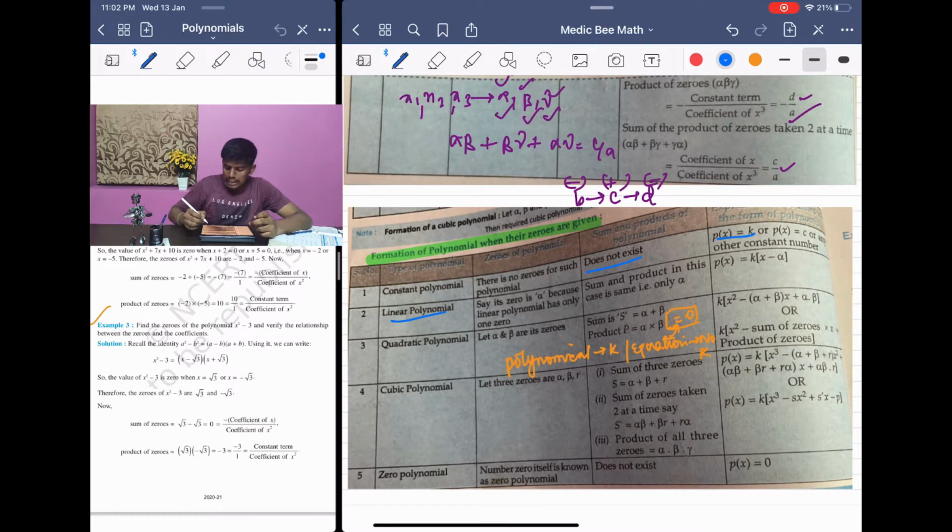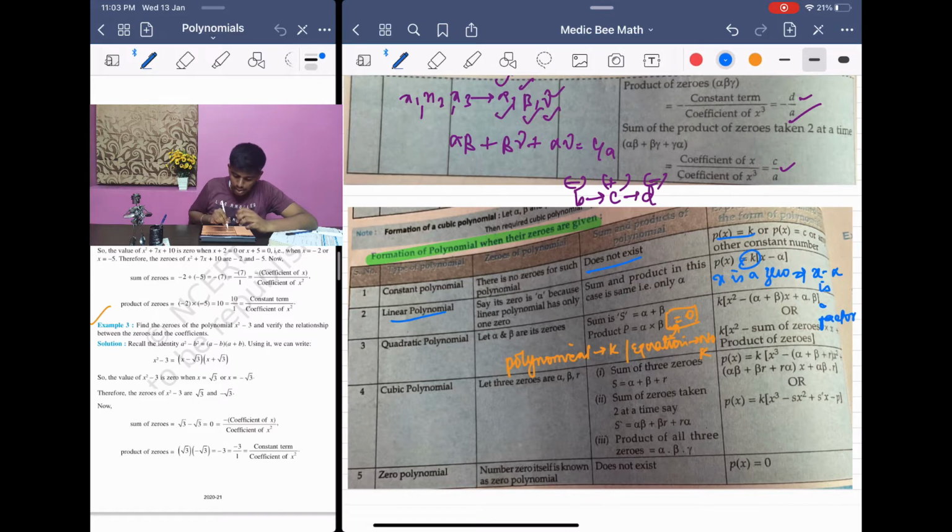As I said in the last video, if alpha is a zero, x minus alpha is a factor. Only then will it appear in the factorization of the polynomial, and only then, if you equate the polynomial to 0, will you get alpha as the zero of the polynomial. That is why we say if alpha is a zero of the polynomial, x minus alpha should be a factor. We don't know if the coefficient of x is 1, so we multiply by k to make sure it falls in line. It doesn't make any problem at the end.